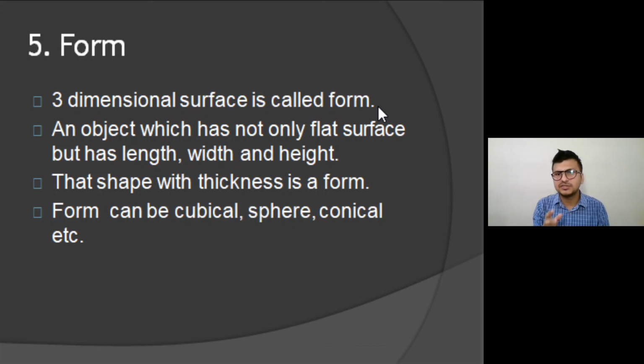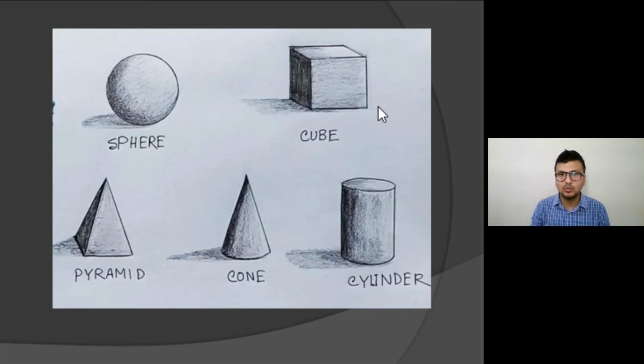An object which has not only a flat surface but has length, width, and height. Three things that are important: the dimensions, x-axis, y-axis, and the z-axis. That shape with thickness is a form. Form can be cubical, it can be a sphere, it can be conical. Let me show you some examples of this form.